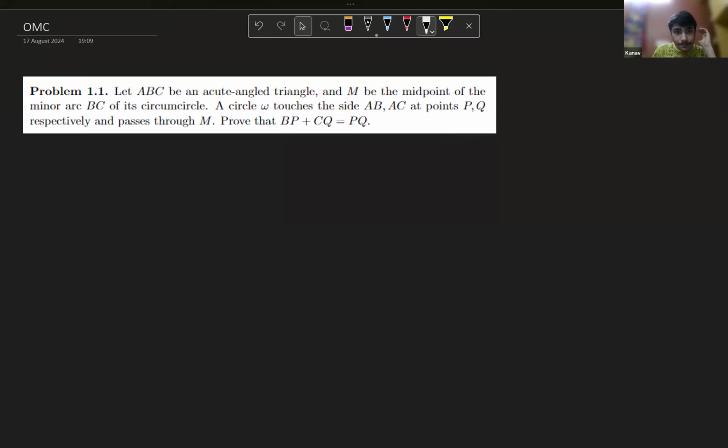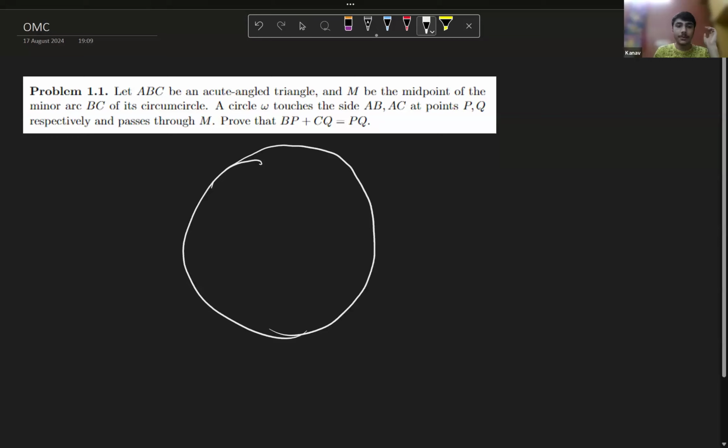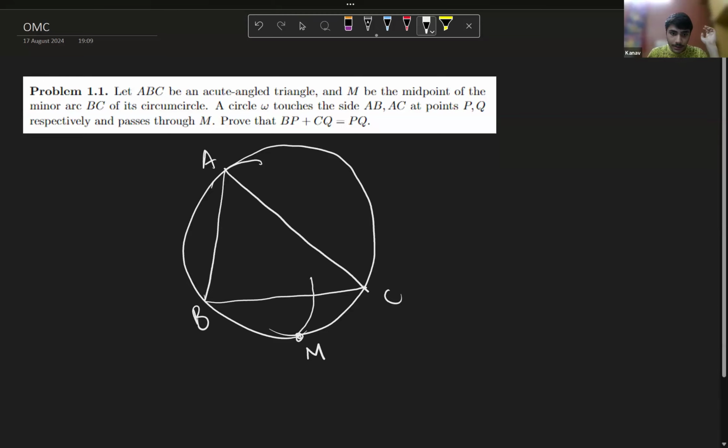So I'll start with the diagram. Also, I'm sorry for the diagram going bad. It's hard to draw that. So ABC is an acute angle triangle. M is the midpoint of minor arc BC. A circle omega touches... Oops. It's kind of hard to draw. Assume this is a circle.